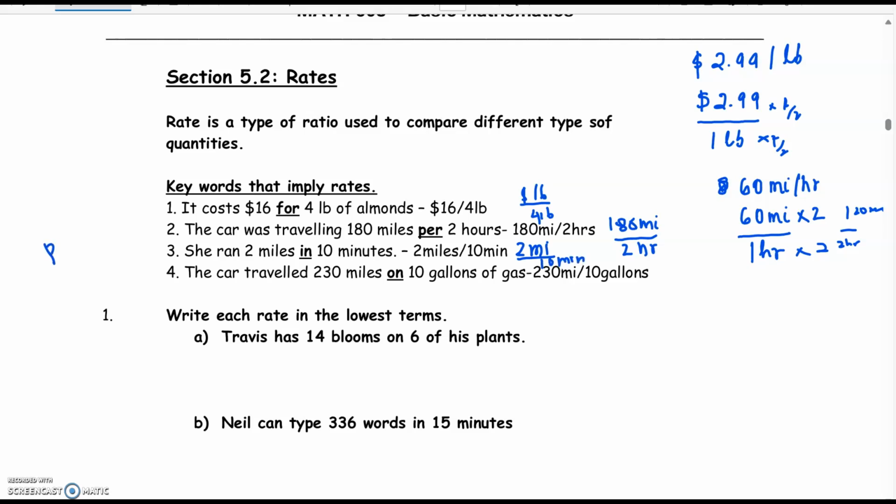The word per, which we usually use a forward slash, is really a division symbol. The car traveled 230 miles on 10 gallons of gas, per 10 gallons of gas. So let's look at this. 14 blooms on 6 of his plants. So we can compare the blooms with the number of plants. So 14 blooms per 6 plants.